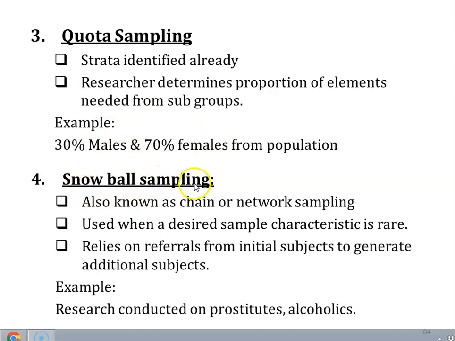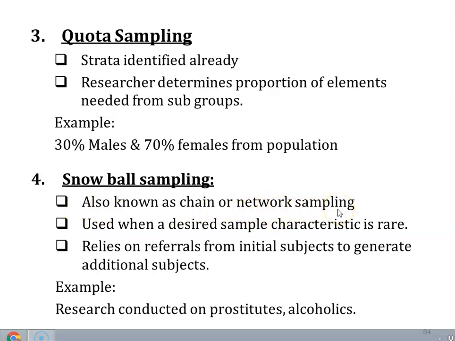Now, snowball sampling is a special kind of sampling which is used for accessing individuals who are isolated in a community, hidden or not accessible, maybe due to some stigma or embarrassment or rejection by community. For example, prostitutes, alcoholics, drug abusers, HIV patients.